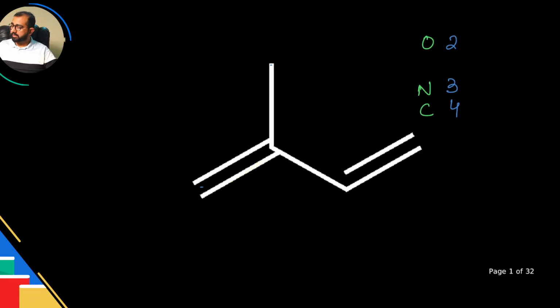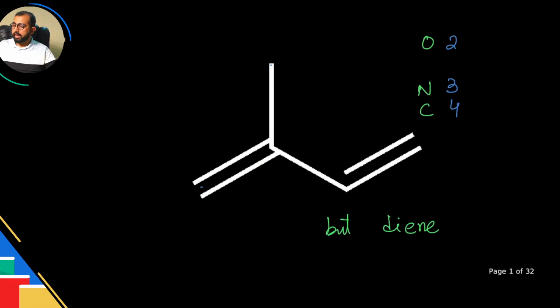Being a main branch, this has, I can see, 4 carbons, which makes this bute. So that's 4 carbons in the main chain. Then it has a double bond, 2 double bonds, which makes it ene. And since there are 2 of them, this will be diene.